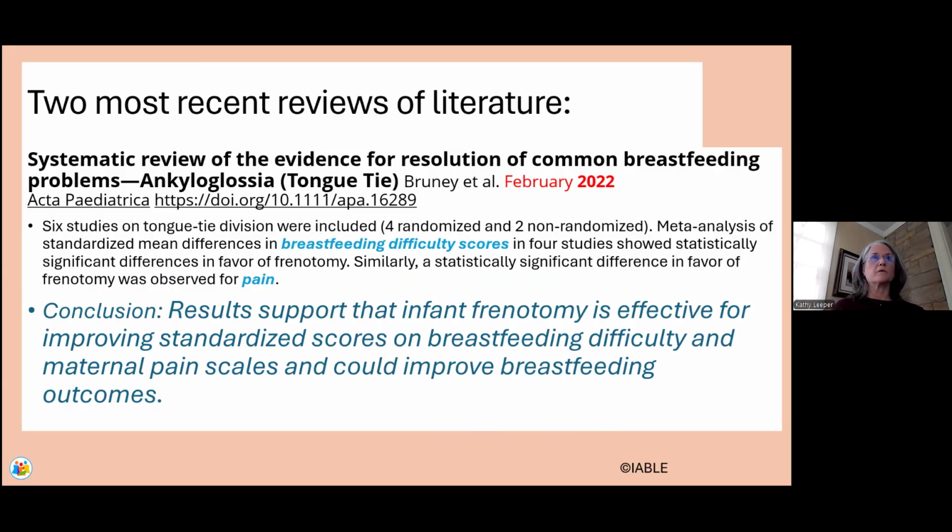So one of the really big criticisms of all the research we have is we don't have any long-term 2-month, 4-month, 6-month, year data on how a frenotomy affects long-term breastfeeding success. It just hasn't been done.